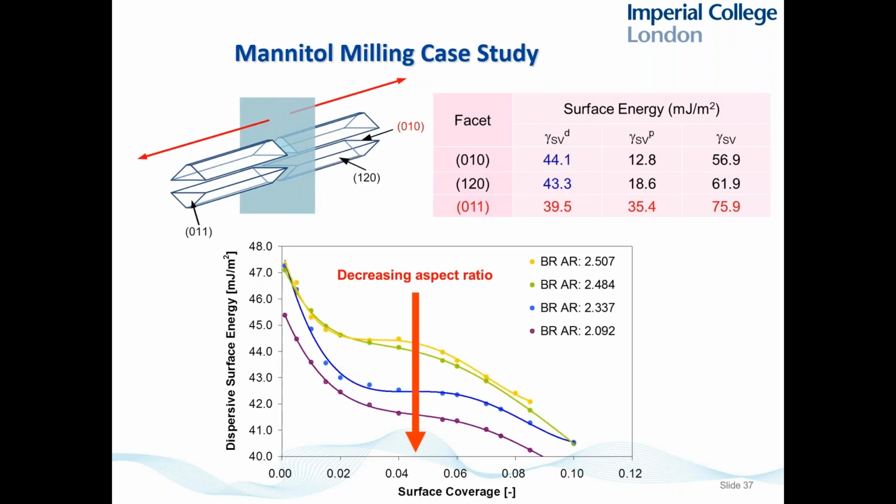Here's another study on mannitol. Same idea here. We're milling the mannitol. We have different aspect ratios of the material, and you can see here the surface energy is changing as we mill the material and as we change the population of facets. So milling affects the different sorts of facets that are present in the powder. IGC can see that, because it can see different facets. It's probably the only technique that can give you facet relevant information.